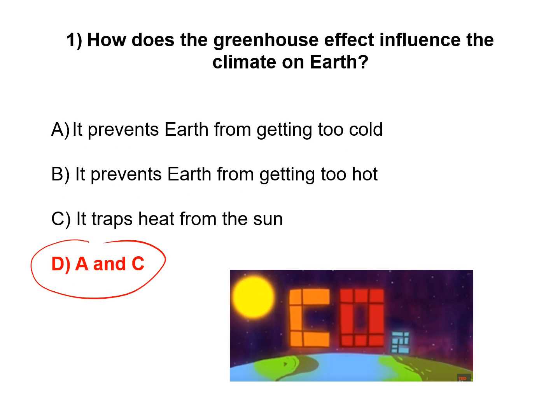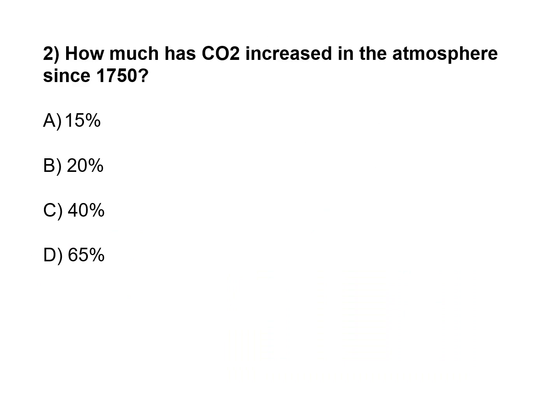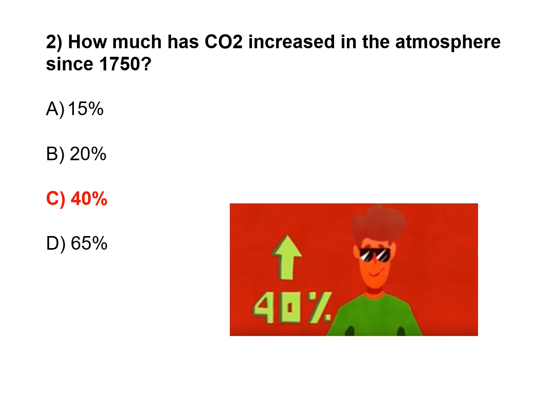Why? Because this one and this one, because the greenhouse effect prevents the air from getting cold, and also traps the heat from the sun. Here, how much has CO2 increased in the atmosphere since 1750? And the answer, as you watched in the video, is 40%.